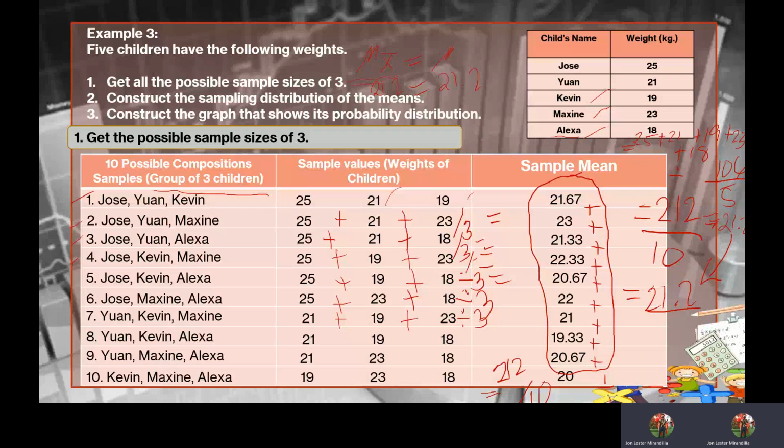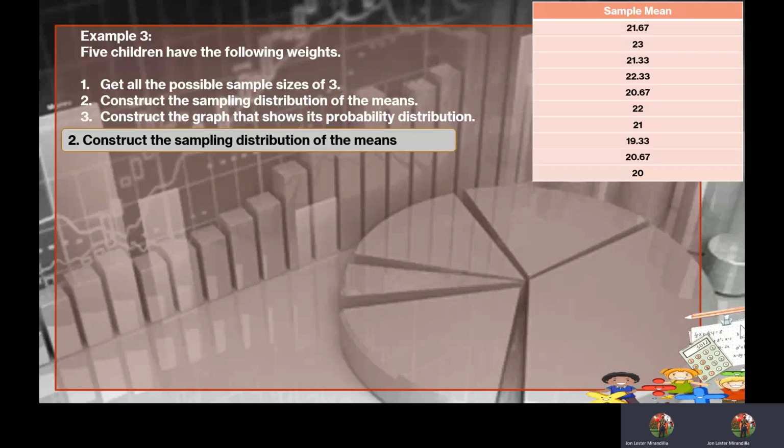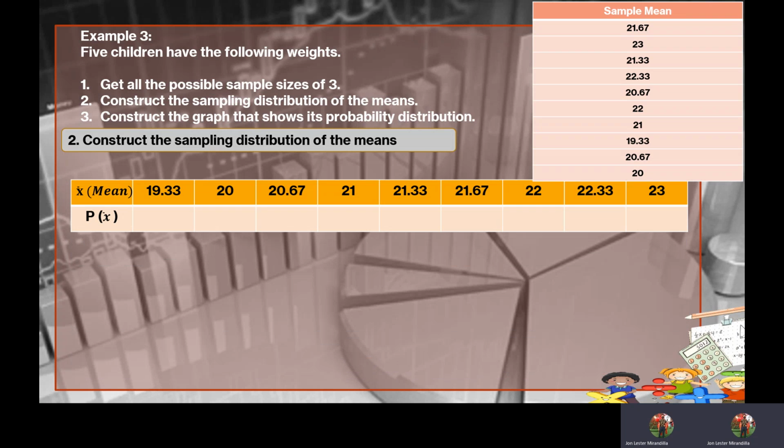Now, for our goal number 2, construct the sampling distribution of the means. We need to find the probability of each sample means. So here's our sample means. Kung mapapansin nyo dito, nauuna na si 19.33 which naka-ascending order na siya. Kapag sinabing ascending order, mauuna sa mababa pataas, from lowest to highest yung order. Tama? Okay. So, naka-arrange na to in ascending order.